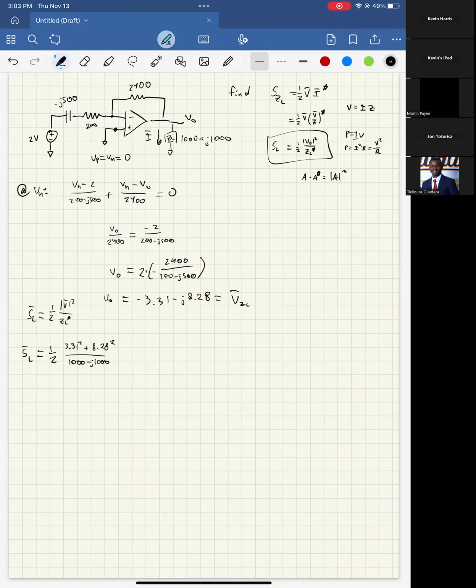And if I take this lovely number and plug it into my calculator, let's see what I get. We're going to get 0.5 times, you can just take the absolute value of stuff on your calculator. That's nice. That squared divided by 1000 minus j1000, and we get, this doesn't feel right, but I guess it might be. Let me think.